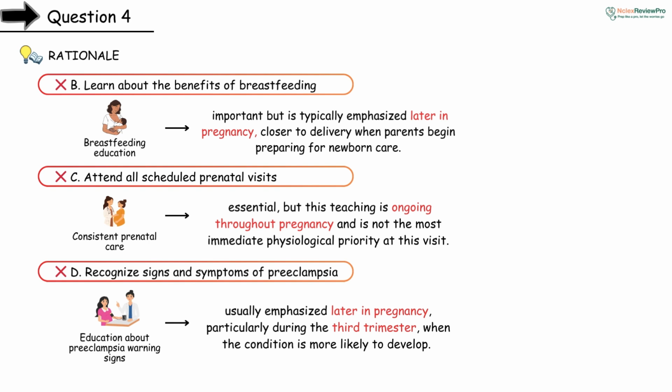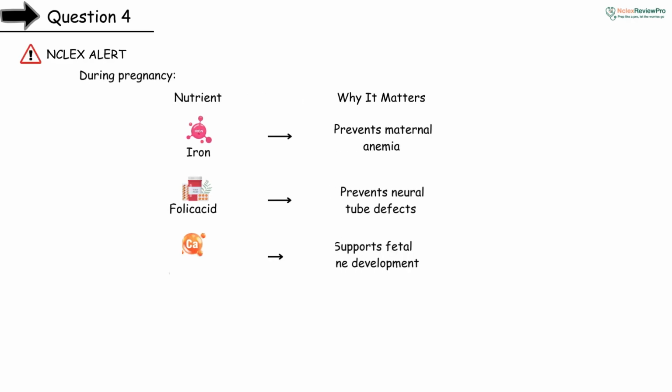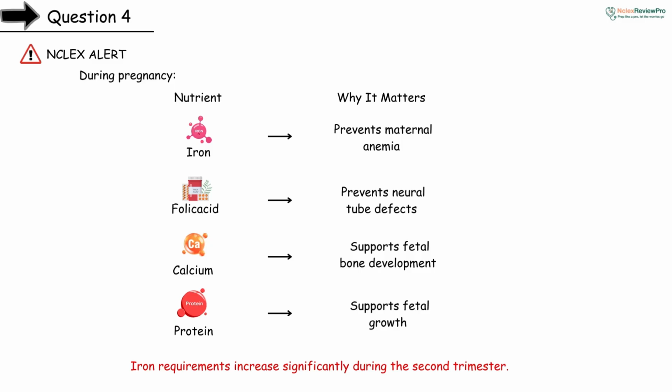Option D. Signs and symptoms of preeclampsia. Also important, but typically emphasized later in pregnancy, especially in the third trimester when the risk increases. At 16 weeks, it is not the most urgent teaching point. Here's your NCLEX alert. You should know the key nutrients in pregnancy and why they matter. Iron prevents maternal anemia. Folic acid prevents neural tube defects. Calcium supports fetal bone development. Protein supports overall fetal growth. And remember, iron requirements increase significantly during the second trimester.